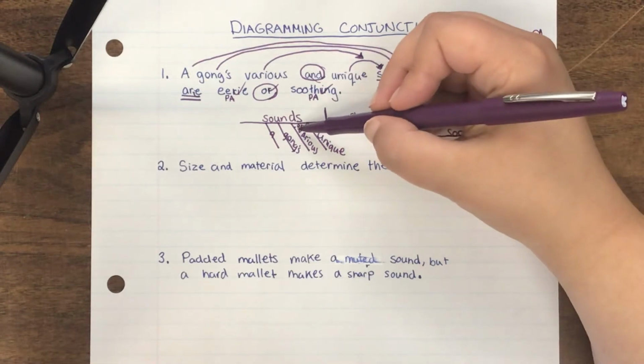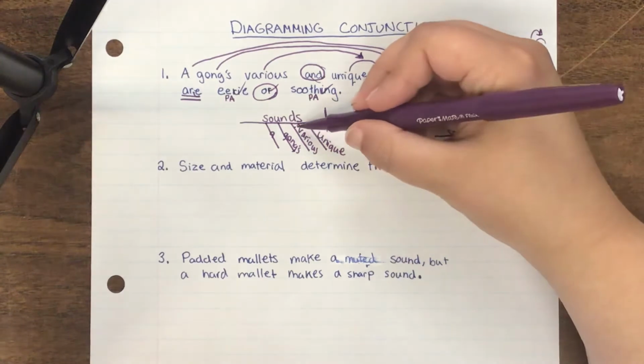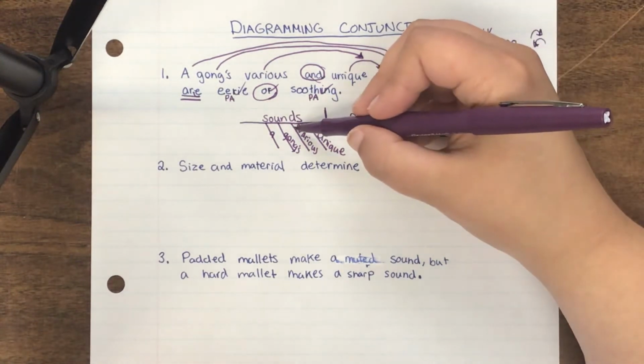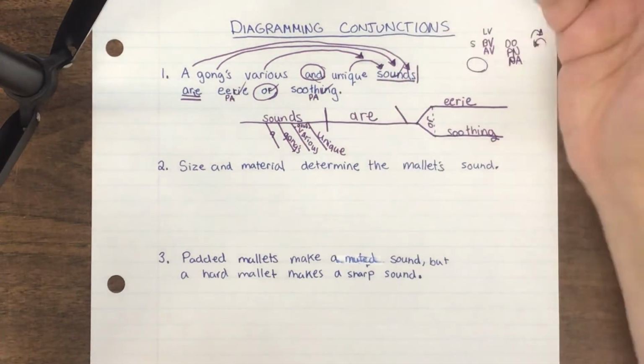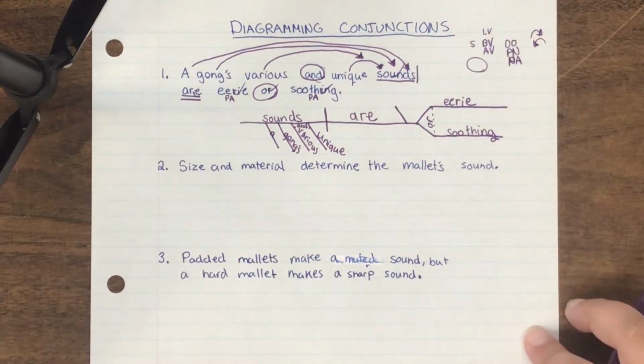If I had drawn this a little bit better, I could have written these words a bit lower, and then I'd have more room for my and. But basically, any words that are connected by the conjunction, you're just going to draw a dotted line between them and connect them up, just like that. So that's our first sentence.